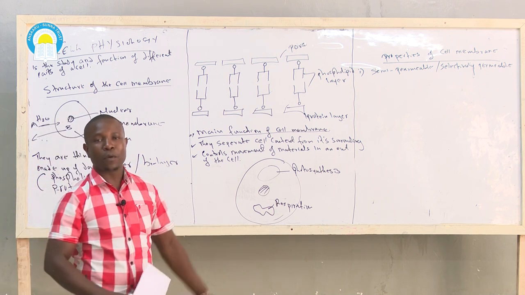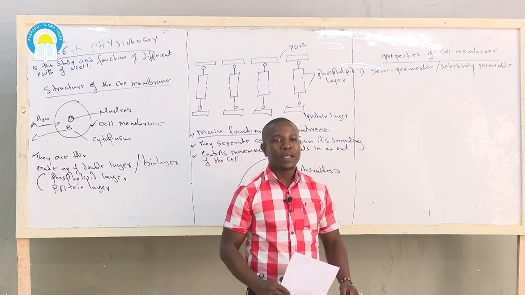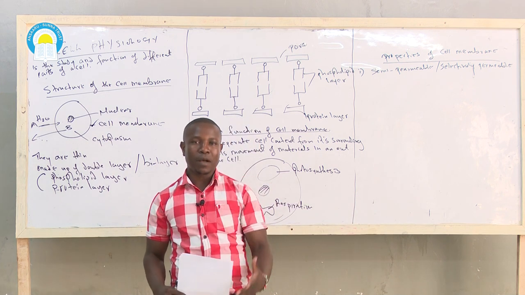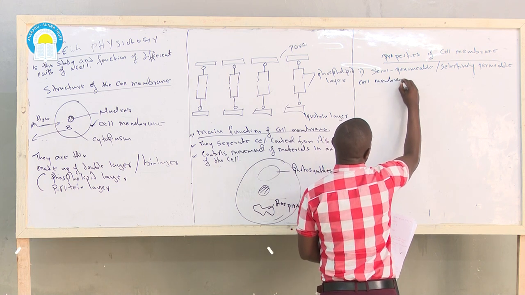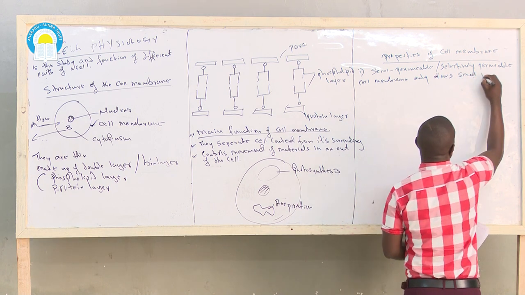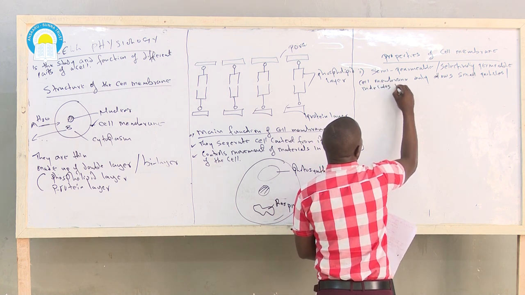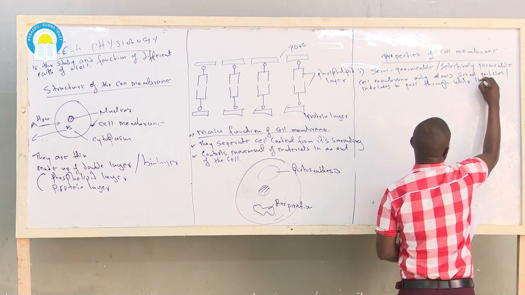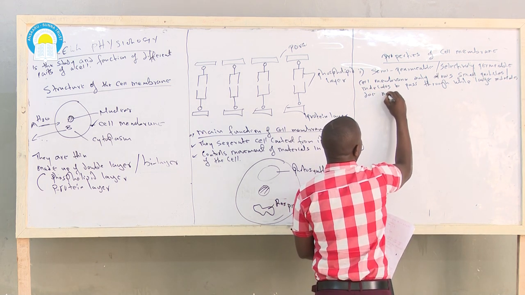Permeable is something that has big pores, that can enable big molecules or particles to move across or go through. But semi-permeable only allows small particles or molecules to pass through, and large molecules do not pass through. So under here you say, the cell membrane only allows small particles or molecules to pass through, while large molecules do not pass through.